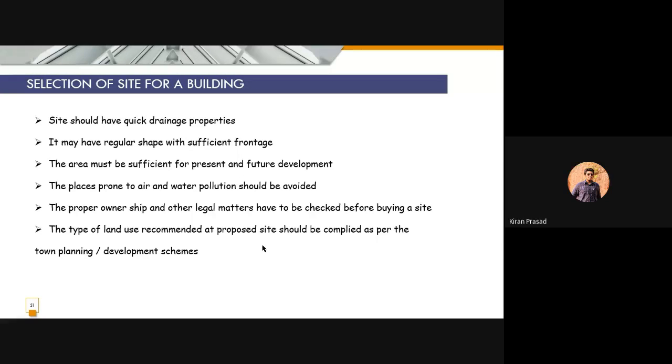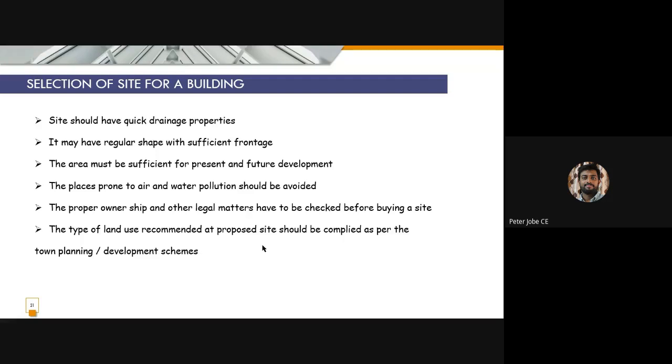The site should have quick drainage properties, which means, what does that imply? There should be good facilities for people to... drainage properties. Yeah, what does that mean? Drainage. It means waste disposal. Drainage is not only waste, but also water. Even though rainfall happens, the water should drain off easily.